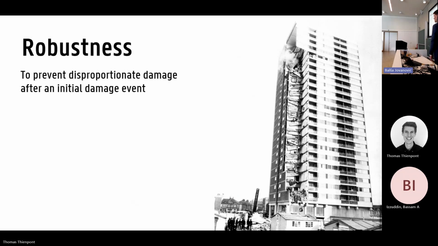Basically, what happens with this one, there was an explosion in one of the rooms at the top floor, and consequently, all the floors underneath, you see the entire corner is missing, all the rooms underneath collapsed as well. So this is basically what we mean: you have a disproportionate damage following a local damage event.